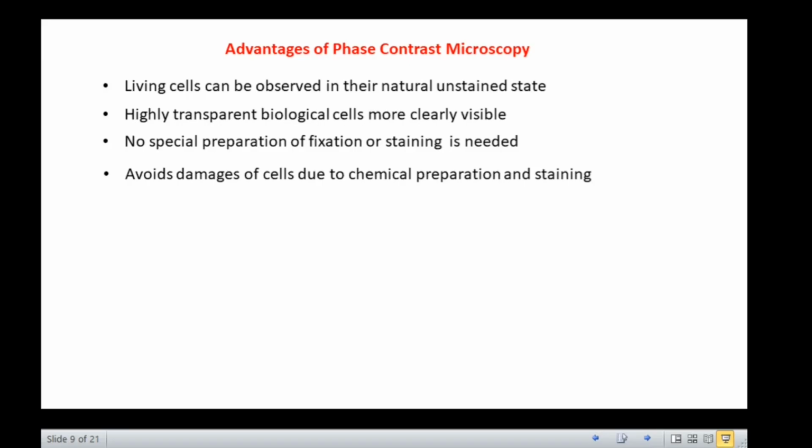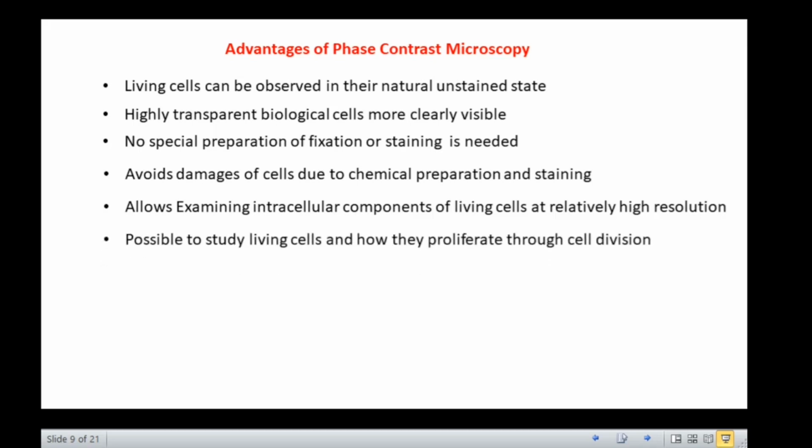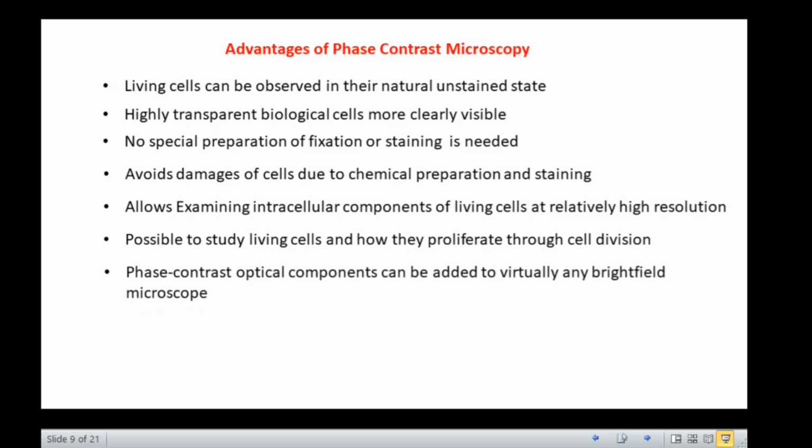Phase contrast microscopy allows examining intracellular components of living cells at relatively higher resolution. It made it possible for biologists to study living cells and how they proliferate through cell division. Phase contrast optical components can be added to virtually any bright field microscope provided the specialized phase objectives conform to the tube length parameters and the condenser will accept an annular phase ring of the correct size.